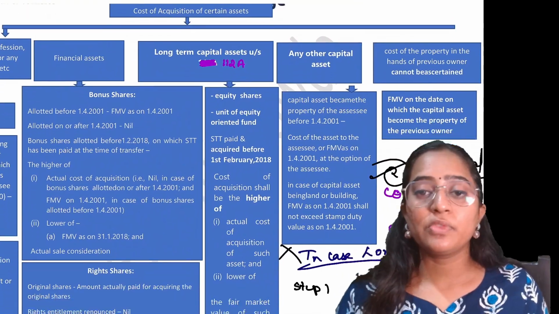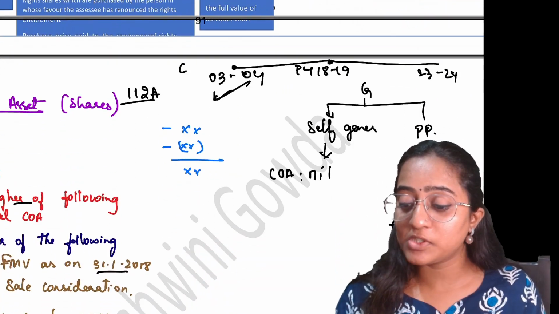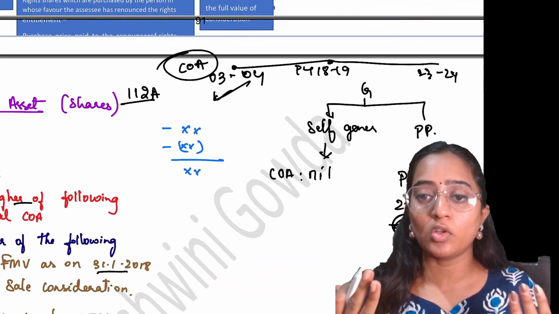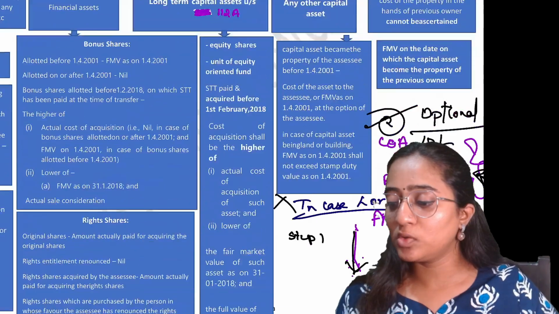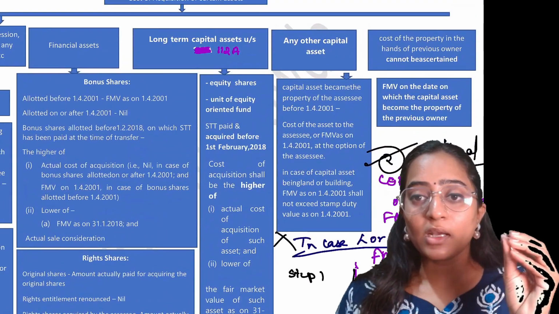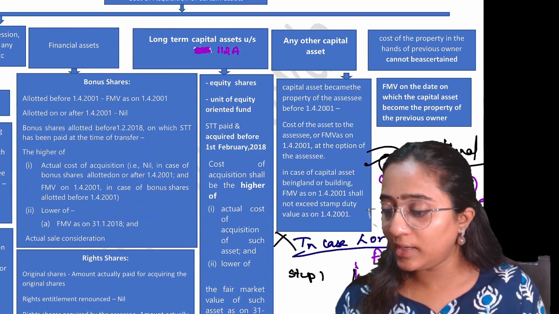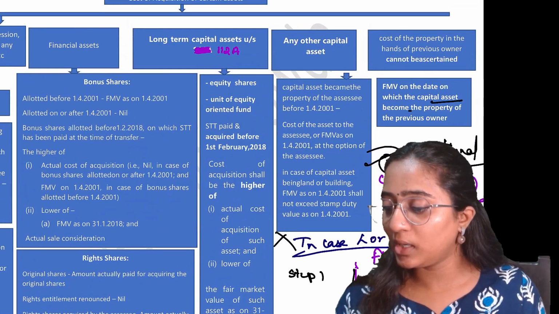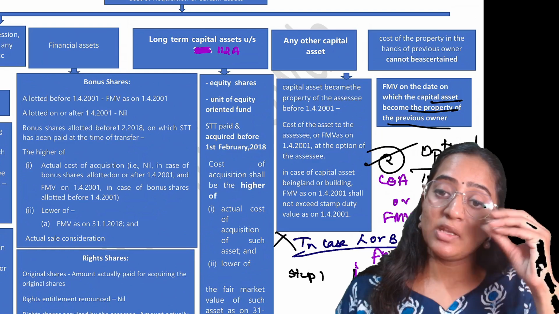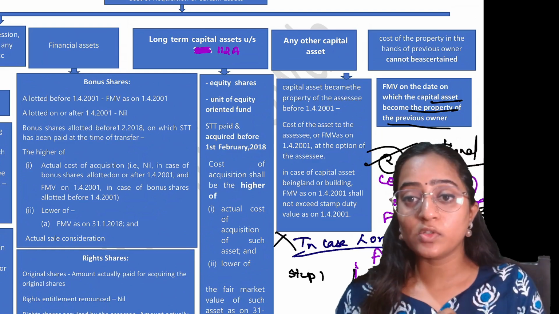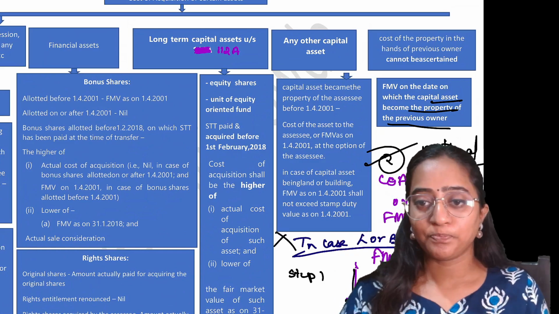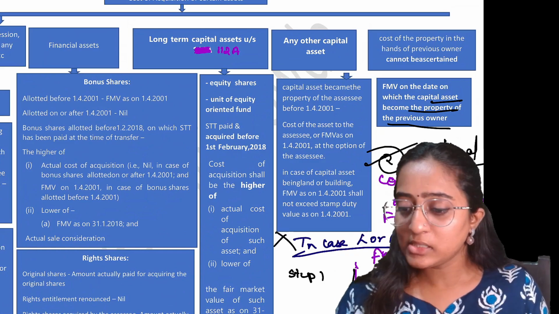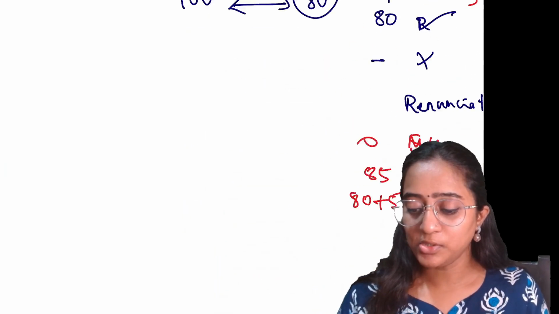Now, if you don't know what cost your parents incurred for this property, in that situation what you will do is very simple. Take the fair market value as on the date on which the capital asset became the property of the previous owner. When your parents purchased it, that would be considered as your cost of acquisition here. Simple. This is about your cost of acquisition.